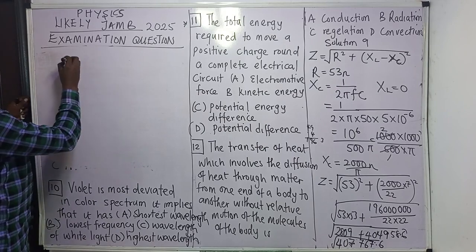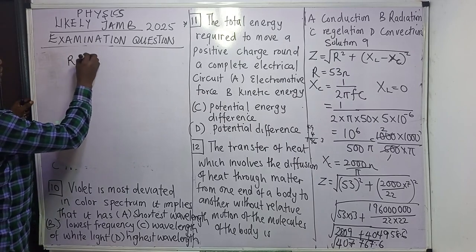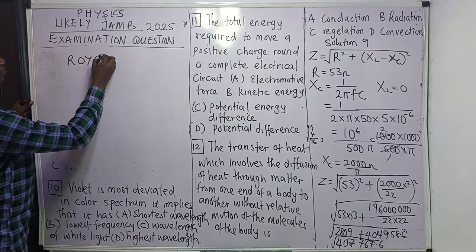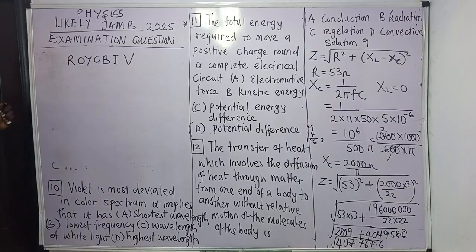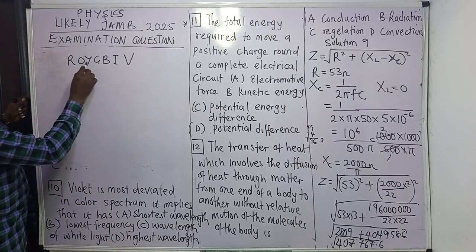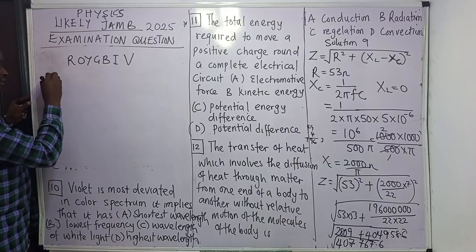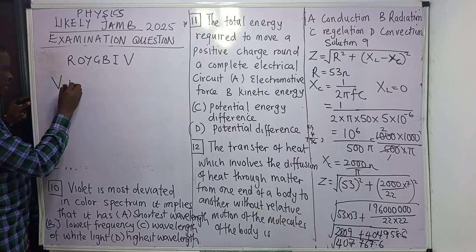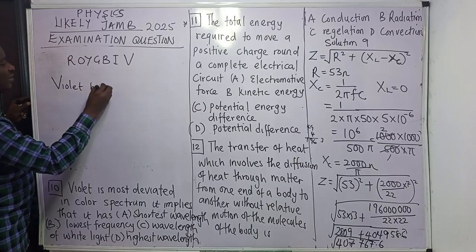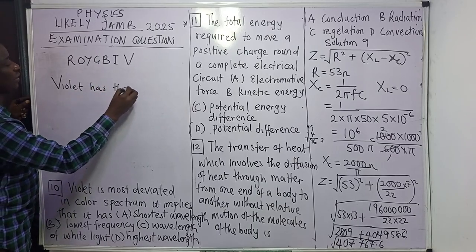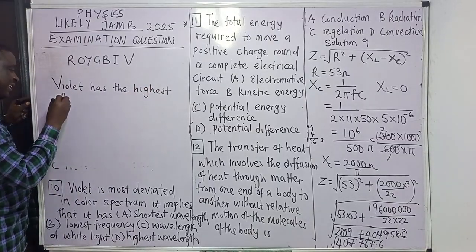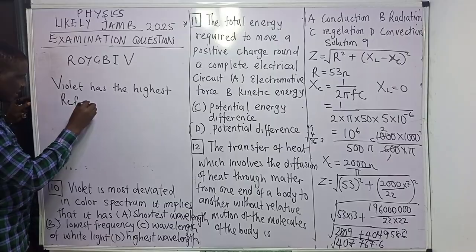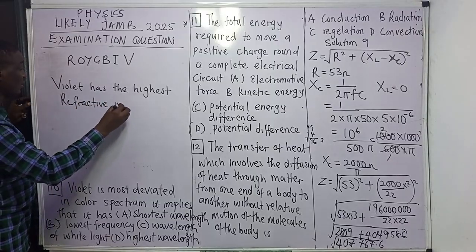We have red, orange, yellow, green, blue, indigo, and violet. Now, these are the seven colors. Violet has the highest refractive index.